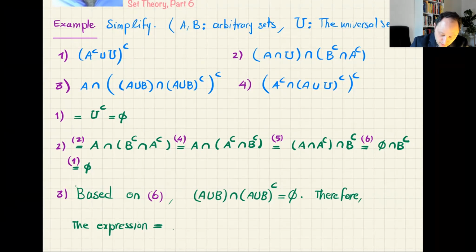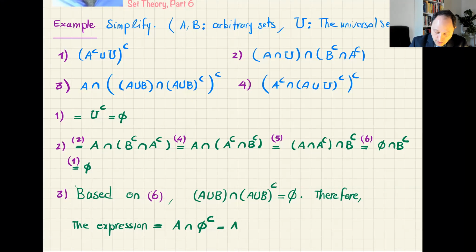I just write A, I am writing this part, and then I have intersection. And then instead of this expression, I just write the empty set. But on top of that, I have another complement. So this becomes empty set complement. But based on previous lessons, if I ask you what is the complement of the empty set, you immediately answer that is the universal set. So it becomes A intersection the universal set. But just as we learned, what is the answer? A intersection with the universal set is the set itself.